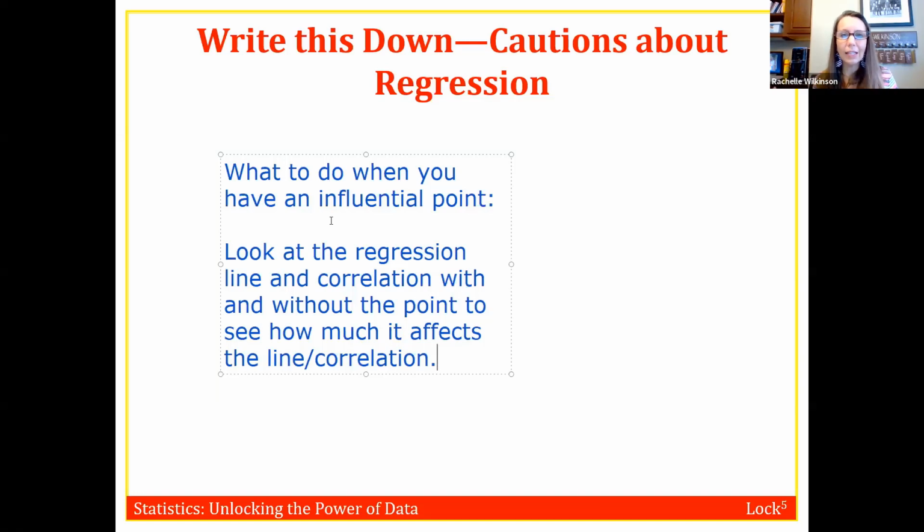When you're doing this in StatKey, all you have to do is click on Edit Data, find the influential point in there, delete it, and then you can regraph the data, and it'll take care of that. So that's how you're going to be able to do it in your homework when you figure out which one that influential point is. Delete it, then see how it changes the slope, intercept, and the correlation.